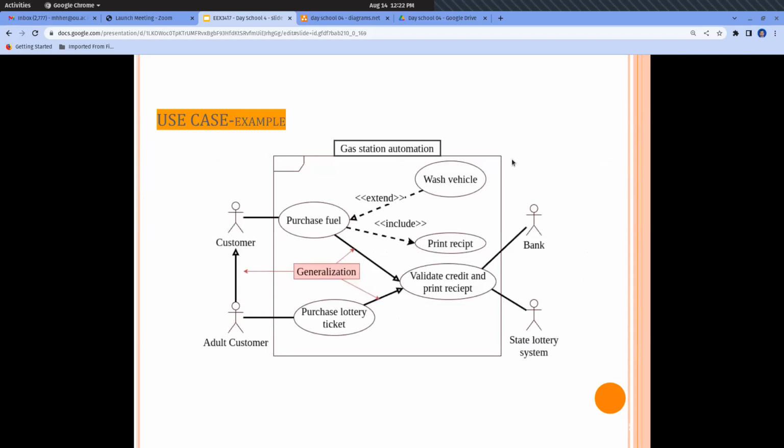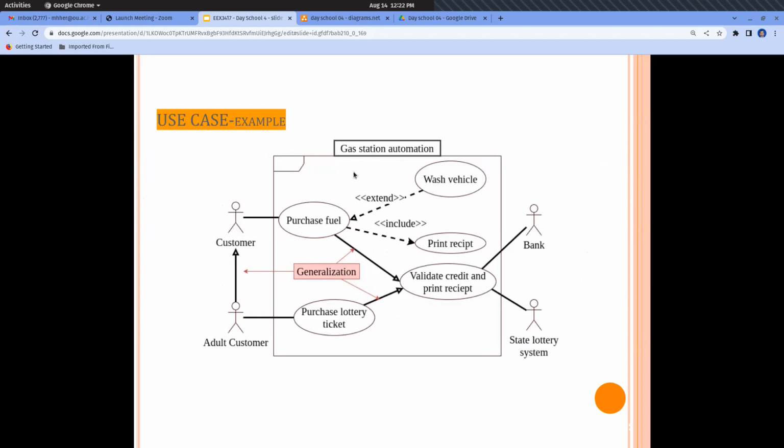This is one simple example: Purchase fuel. Here, the customer is a main actor. Adult customer is one type of customer.